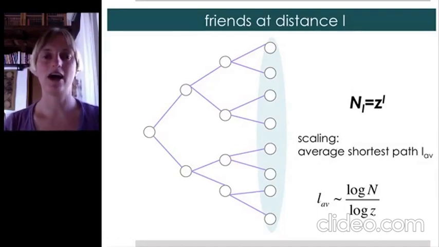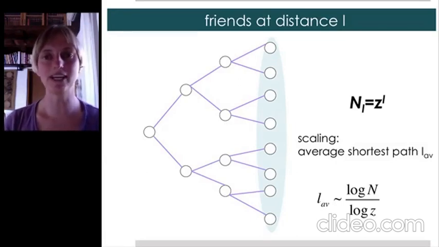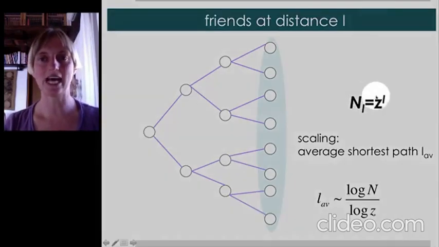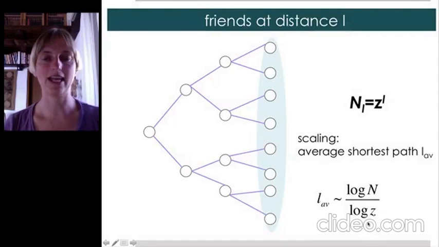And here I've made each branching point 2, but in general, some friends are going to have 1 other friend and other friends are going to have 3 other friends. And so the basic idea is that at distance L, you're going to have a number of Lth degree friends that's proportional to z to the L. And this makes the scaling of the average shortest path equal to log n over log z. And again, this isn't an exact quantity, but a scaling and approximation.